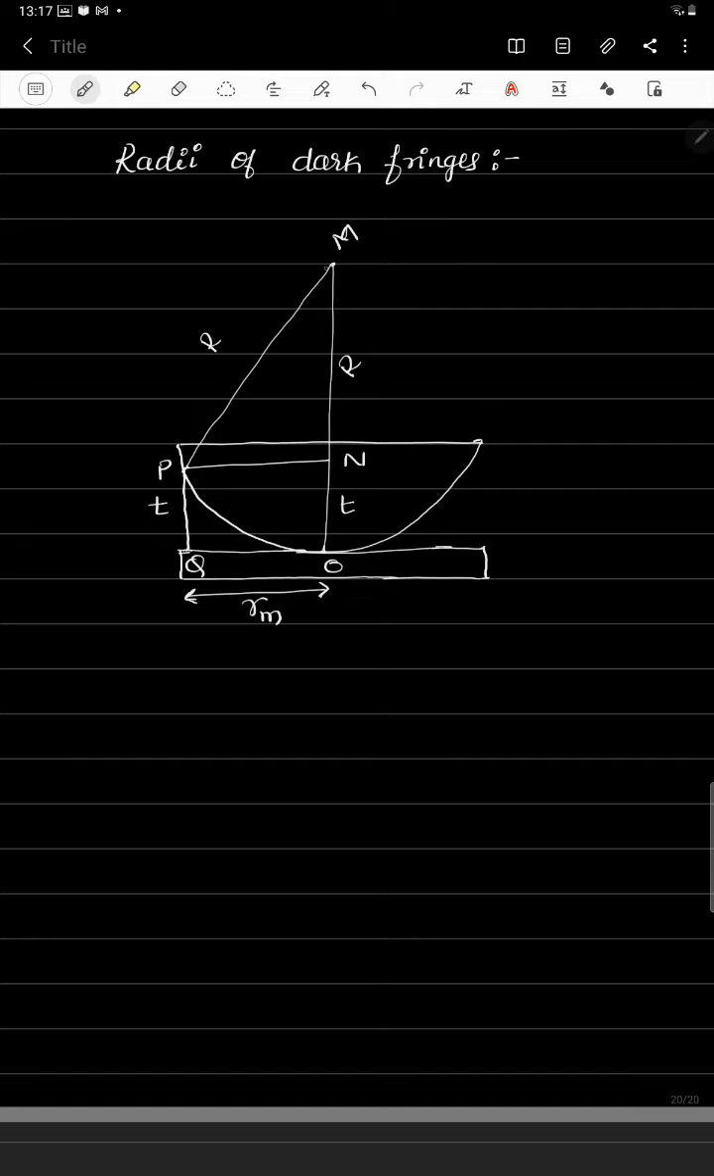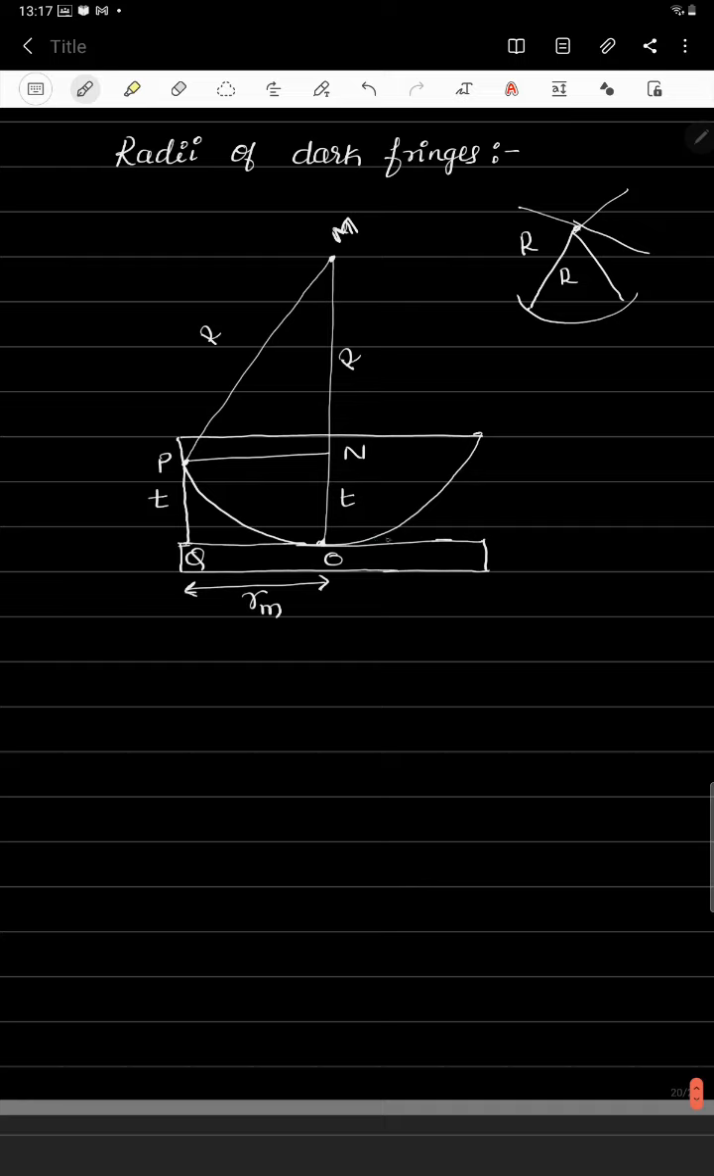Since this is part of the sphere, there will be a center, and the distance from this center to this surface, that we call the radius of curvature. For this curved surface, let us suppose at the point M there is the center, and the distance from this surface to the center is equal to the radius of curvature. Because this is part of the sphere, everywhere this R will be the same. Again from this surface to the center, this distance also equals R, which we call the radius of curvature.